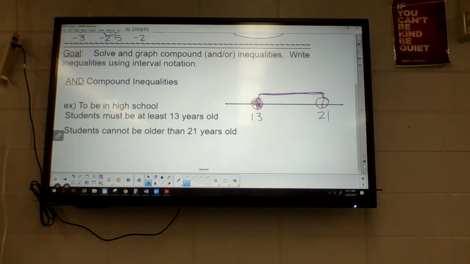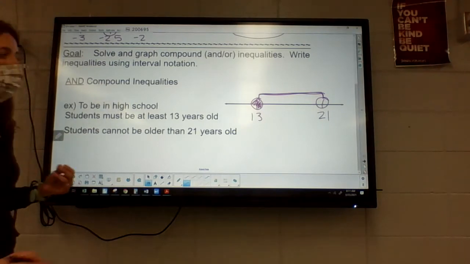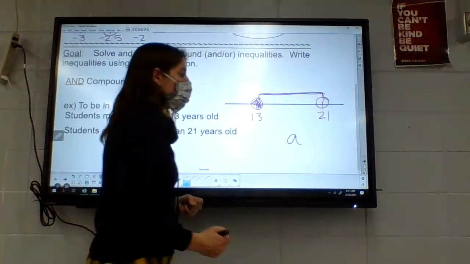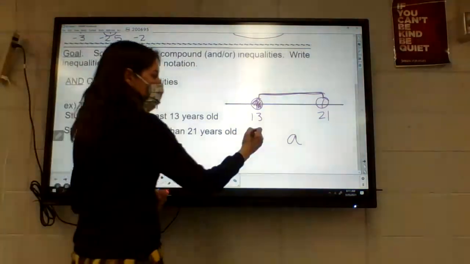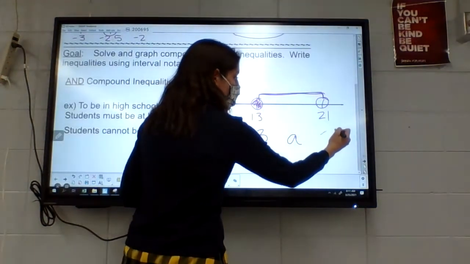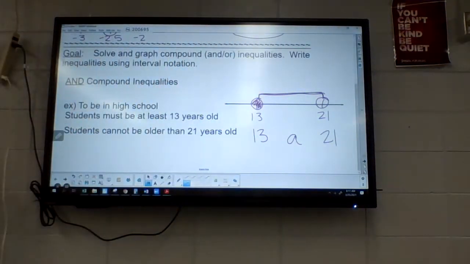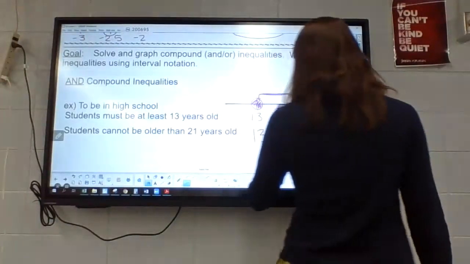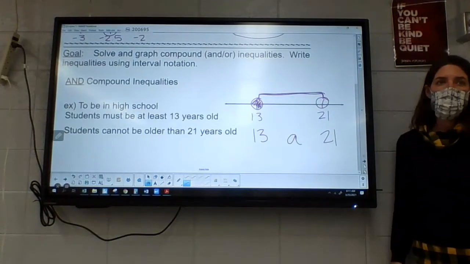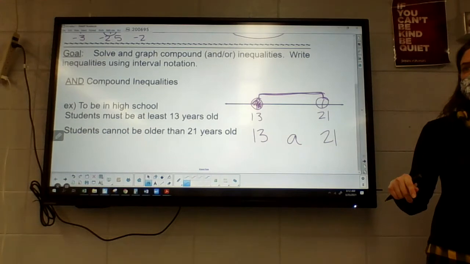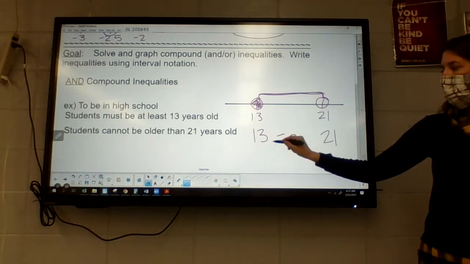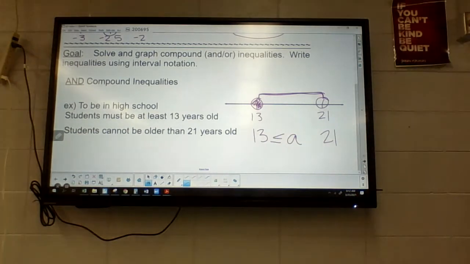Now to write this as an inequality is kind of weird. What we do then is we put the variable in the middle. So I'm going to use A for age. And I'm going to compare 13 and 21 to that age. So I'm going to put that variable in the center, and put numbers on either side. What does A need to be compared to 13? Is A greater than or less than 13? Greater than or equal to, because A could be 13 or above.